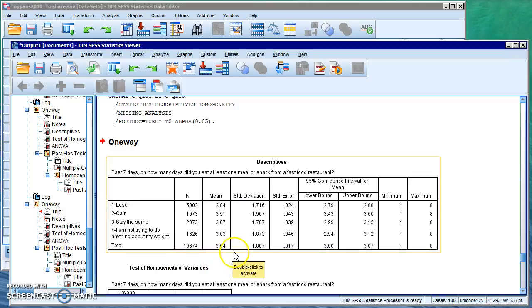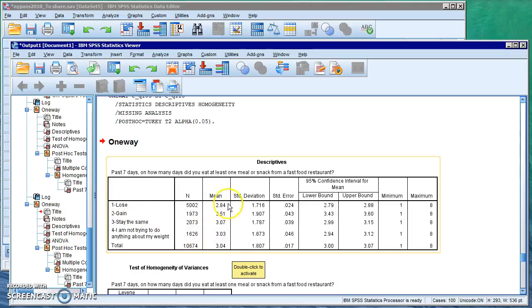And so we have our means, and it looks like if you're trying to gain weight, you eat more fast food, or at least there are more days in the week that you eat fast food. There doesn't seem to be a big difference between staying the same and not trying to do anything about the weight, but that's also a very similar answer. If you're staying the same weight, then you're going to continue to go on the way you were going.